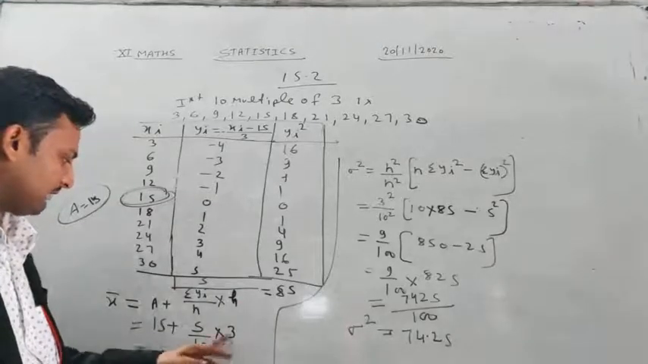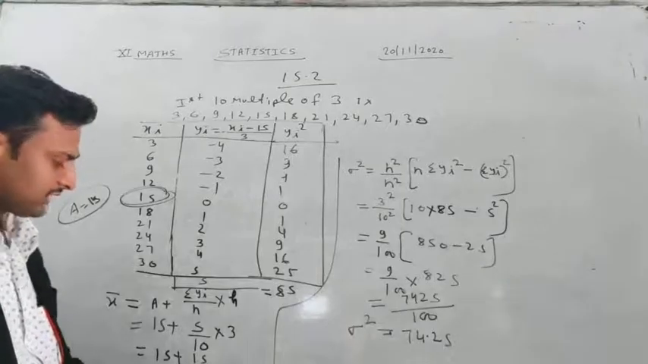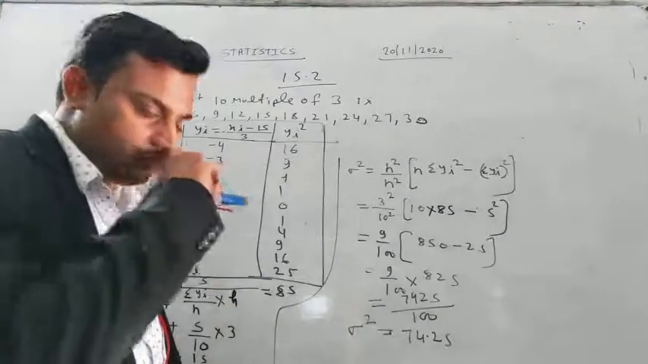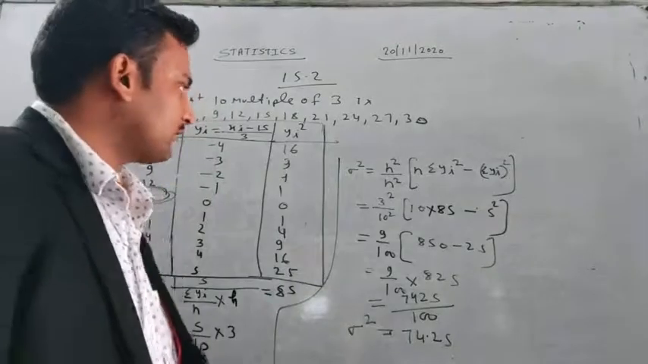Now we are multiplying this. We get 15 by 10 and x bar will be 16.5. After calculation we get our mean 16.5. Now we have to find out our variance.